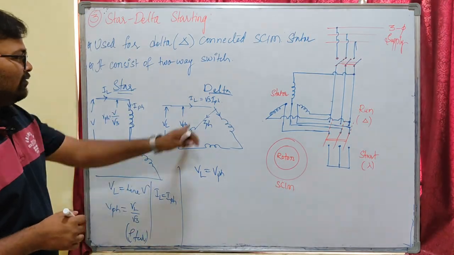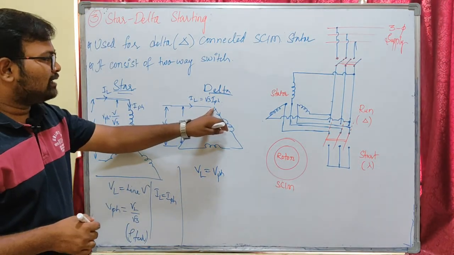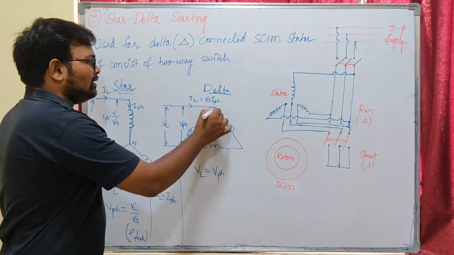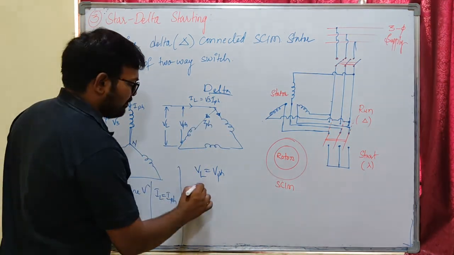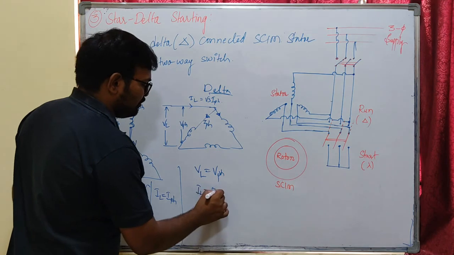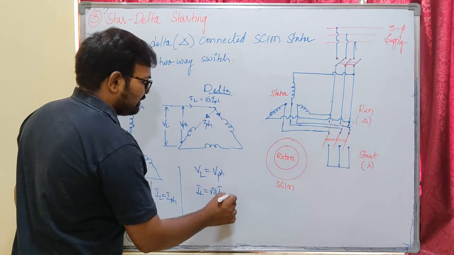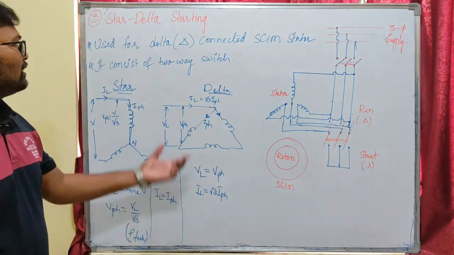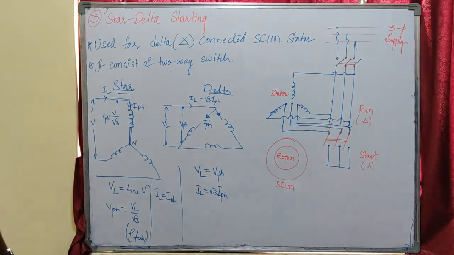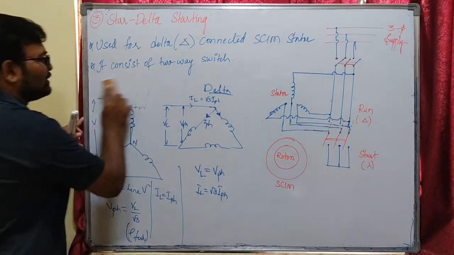Now let us see what is happening to the currents. Here my line current is coming like this and it is splitting into two directions. That means my line current is equal to root 3 times my phase current in delta connection. So these are the properties of star and delta connections we must know to understand star delta starting. So let us see the star delta starting.